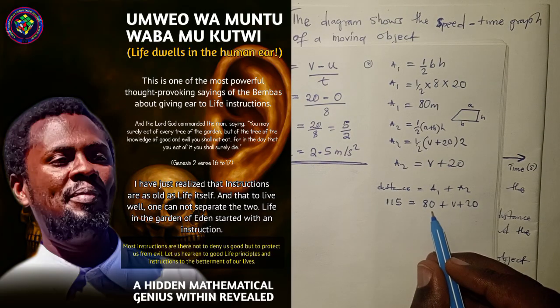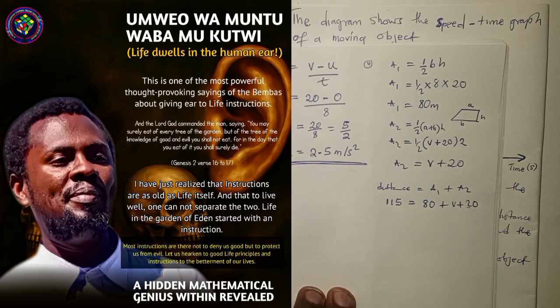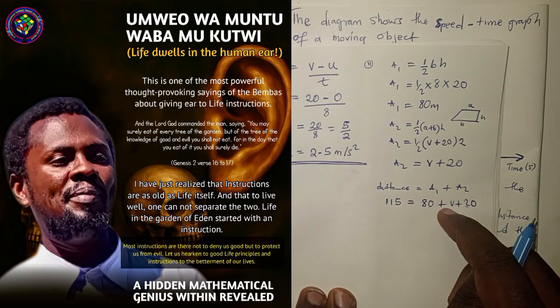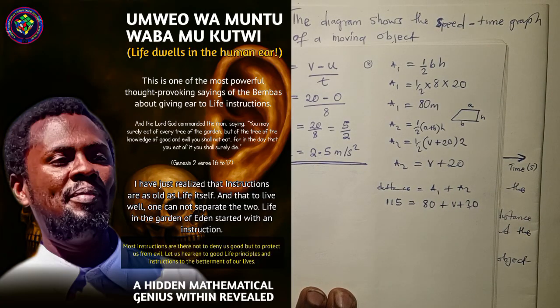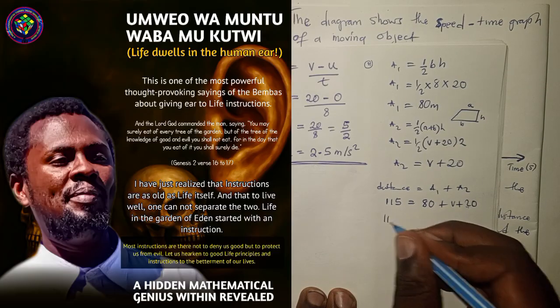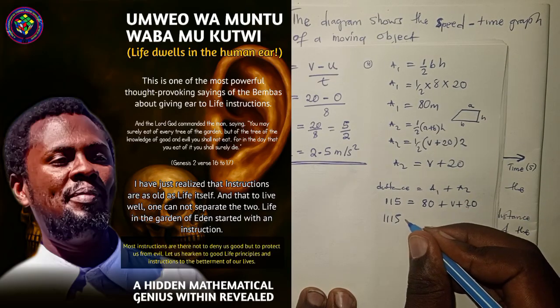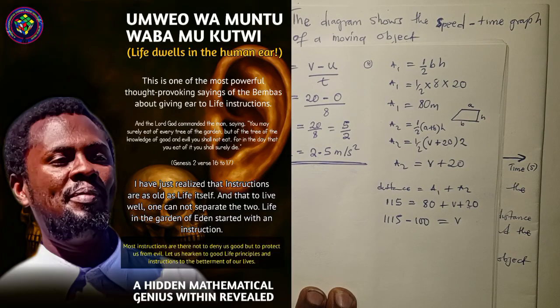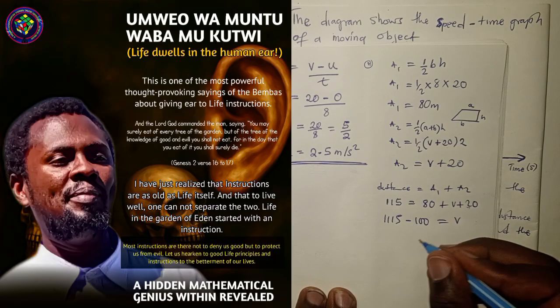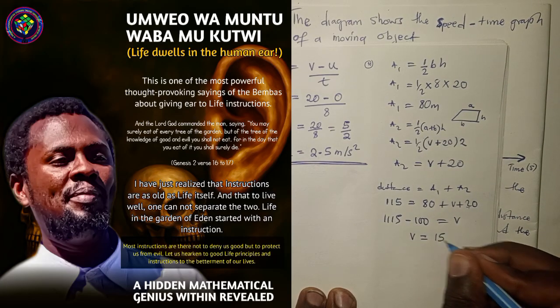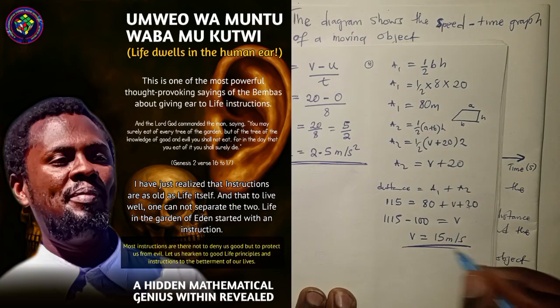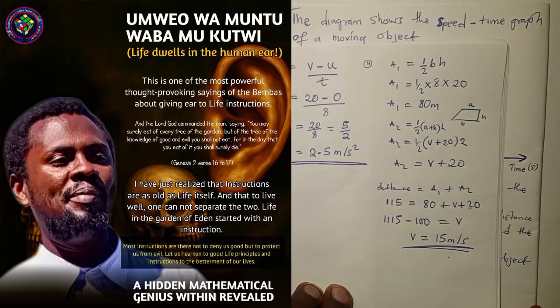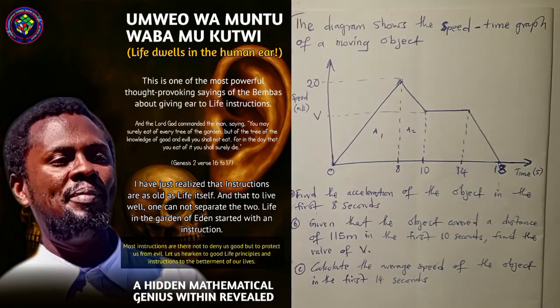So we say 80 plus 20, that is 100. And that 100, we'll take it to this side. Here it is positive, this side it will be minus. So we are going to have 115 minus 100 is equal to V. What is 115 minus 100? Yes, 15. So V is equal to 15 meters per second. Okay, that is B. We go to C.